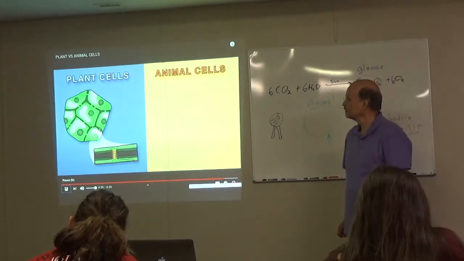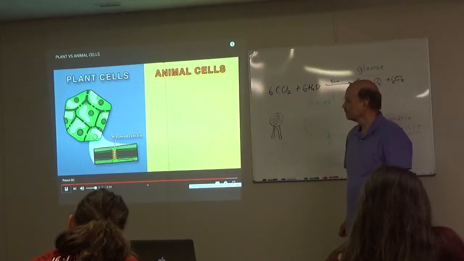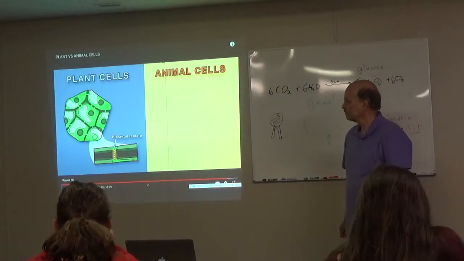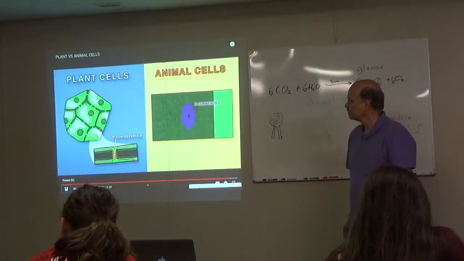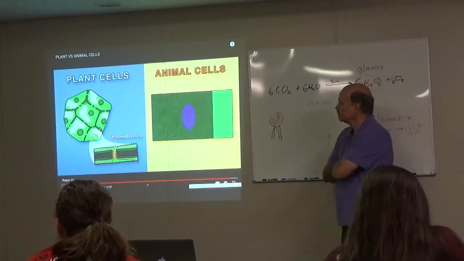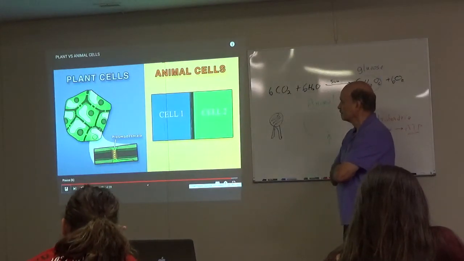Plant cells also have plasmodesmata, which are channels that connect two plant cells. An analogous structure in animal cells is the gap junction, which connects the cytoplasm of two adjacent cells.